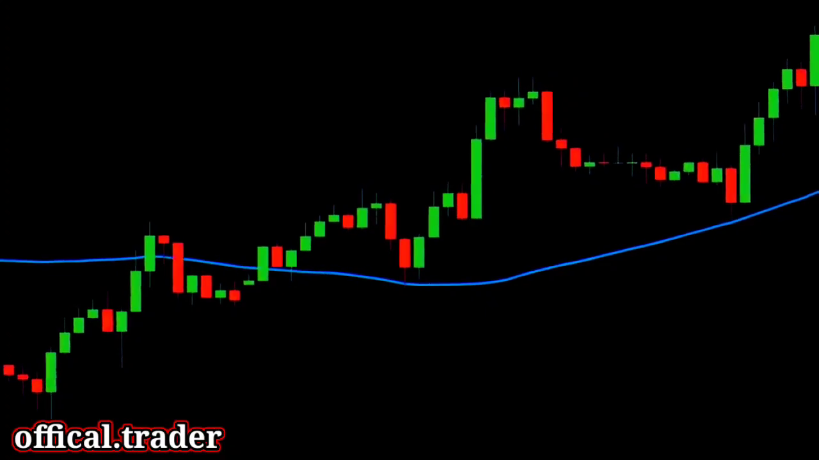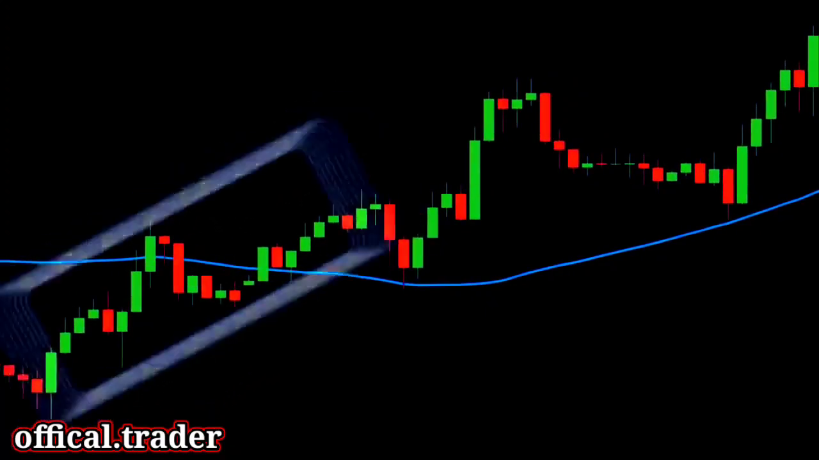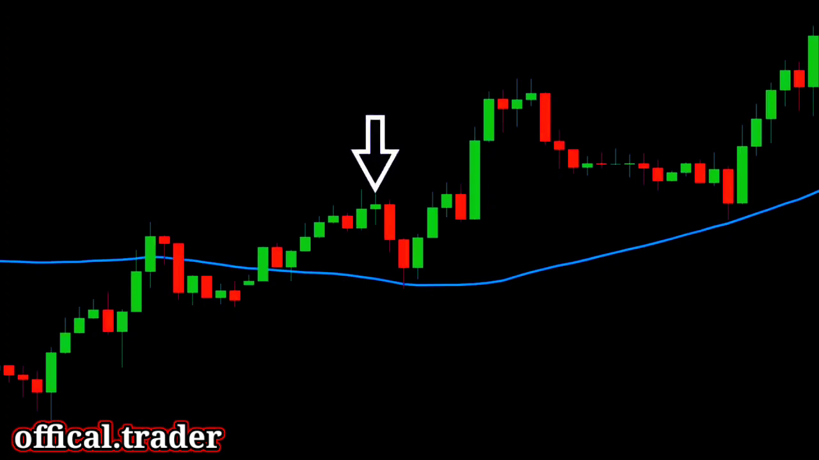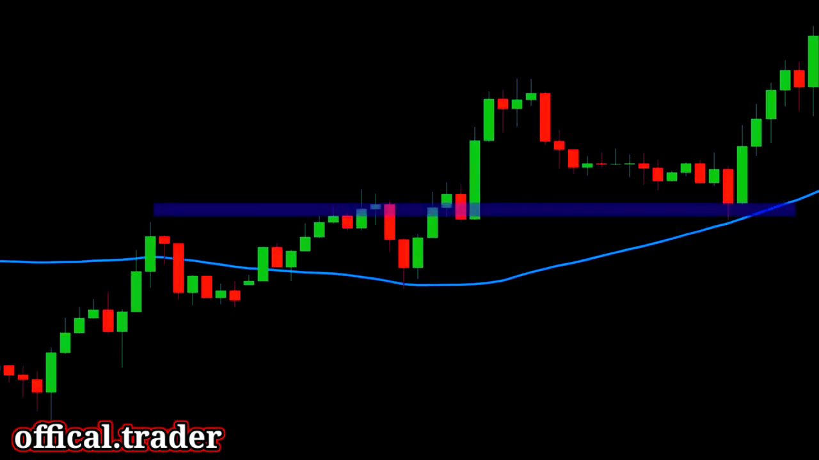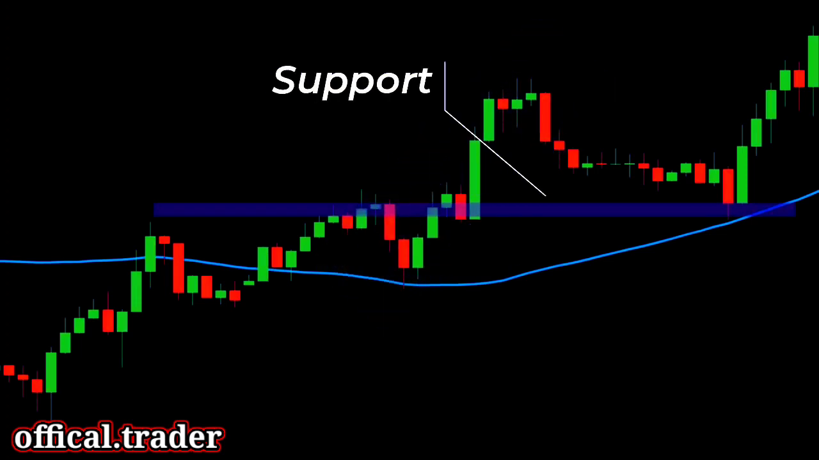For instance, look at this chart. Here, we see that the price made this up move. Then, it found resistance and made a pullback. So we marked this level as a level of resistance. Subsequently, it broke the resistance level, and it made another up move. Now, the resistance has become a support.